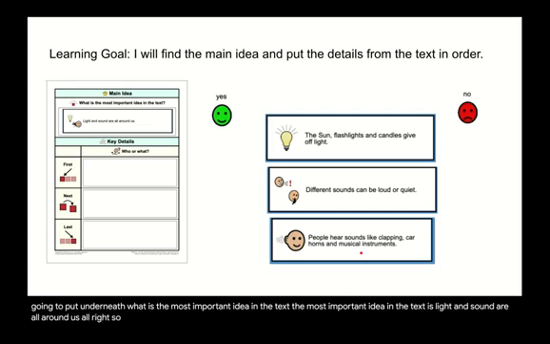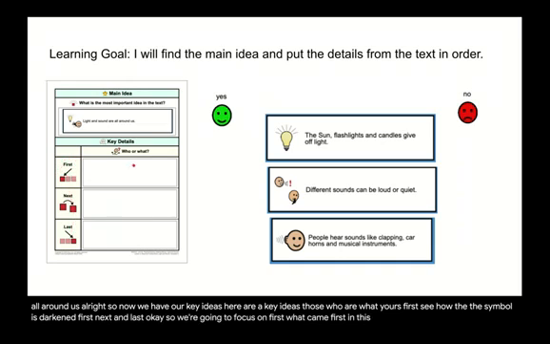All right, so now we have our key ideas. Here are our key ideas. It says who or what. Here's first. See how the symbol is darkened? First, next, and last. Okay, so we're going to focus on first. What came first in the story? So let's read our options.